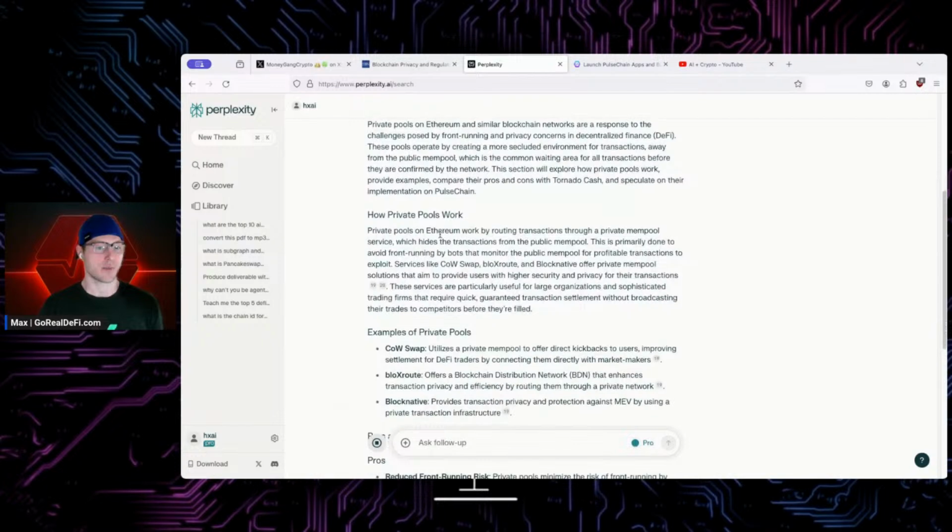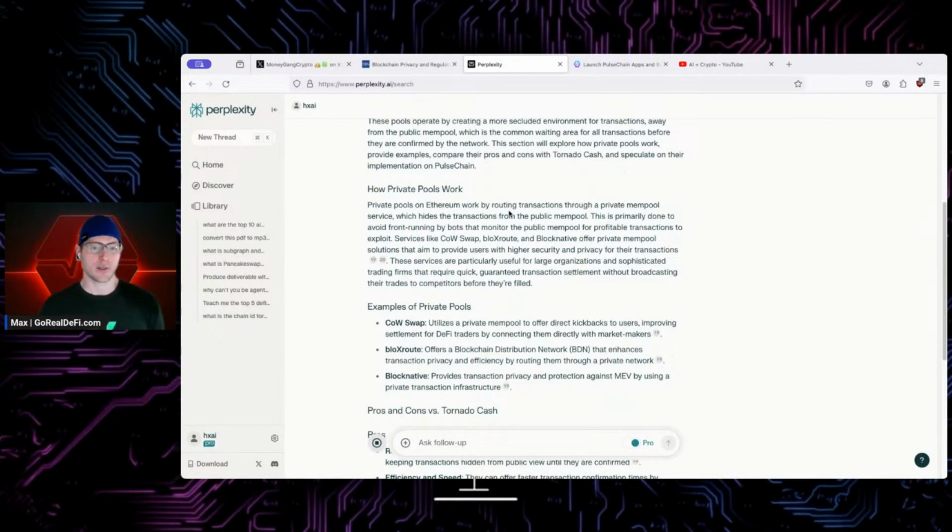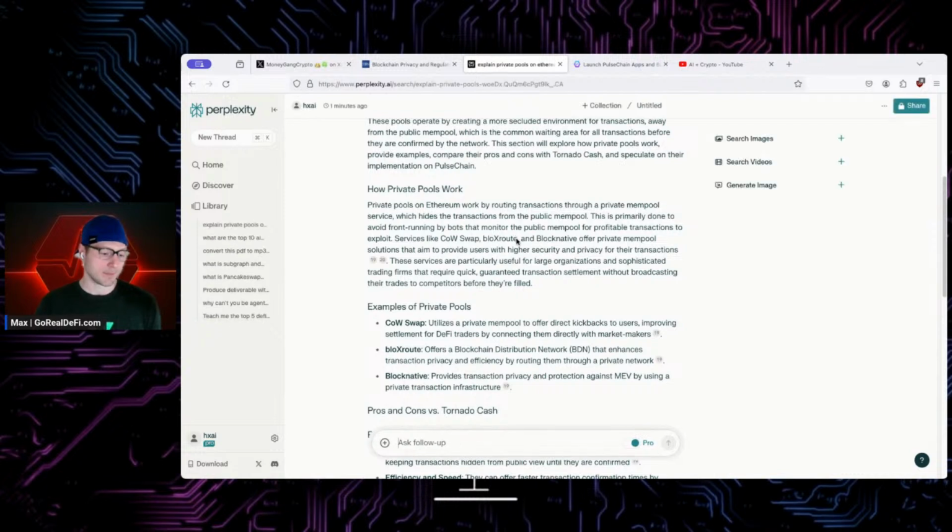And then it talks about how privacy pools work. So privacy pools on Ethereum work by routing transactions through a private mempool service, which hides the transactions from the public mempool. This is primarily done to avoid front-running bots that monitor the public mempool for profitable transactions. That's talking about the bots, what are they called? The MEV stuff that happens. So services like CalSwap, BlockSwap, BlockNative offer private mempool services. The private users have security and privacy of transactions. I think Pidius also does that? Correct me if I'm wrong, but I feel like I've heard them talk about doing that as well, as another feature of their DEX aggregator.